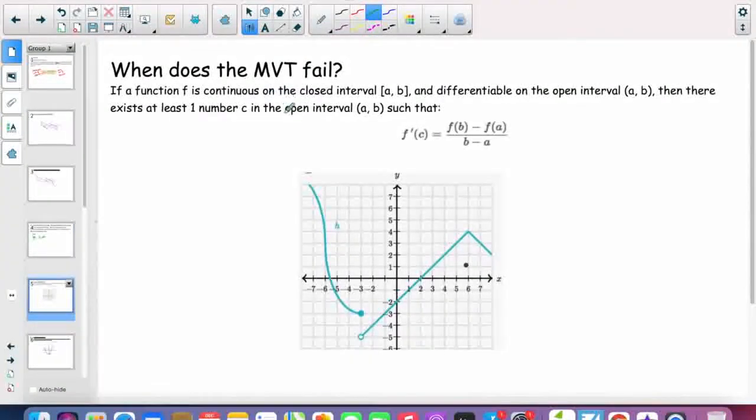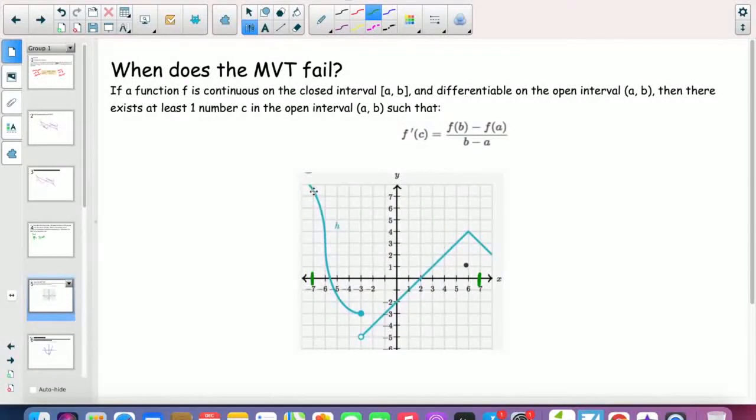The mean value theorem will fail if the conditions are not met. So it says for a function f, it has to be continuous on the closed interval and differentiable on the open interval AB. So I want to look at this graph here. We're going to say that our A value is at -7 and that our B value is at 7.